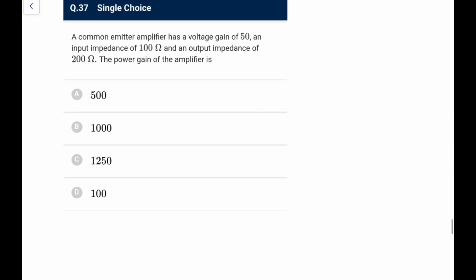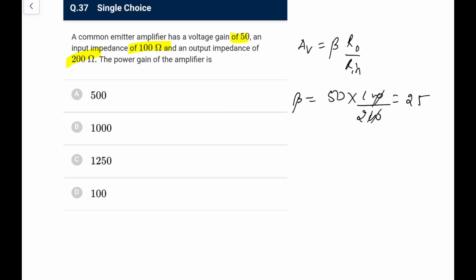Next one. Common emitter amplifier has a voltage gain of 50, input impedance 100, output impedance 200, the power gain will be. So first of all, AV you write as beta R out upon R in. So beta comes out as, AV is 50, R input is 100, R output is 200. So it comes out as 25. So power gain is voltage gain into current gain, that is 50 into 25. Again, this is a repeated one from some of the previous NT Abhyas tests. I can remember it.